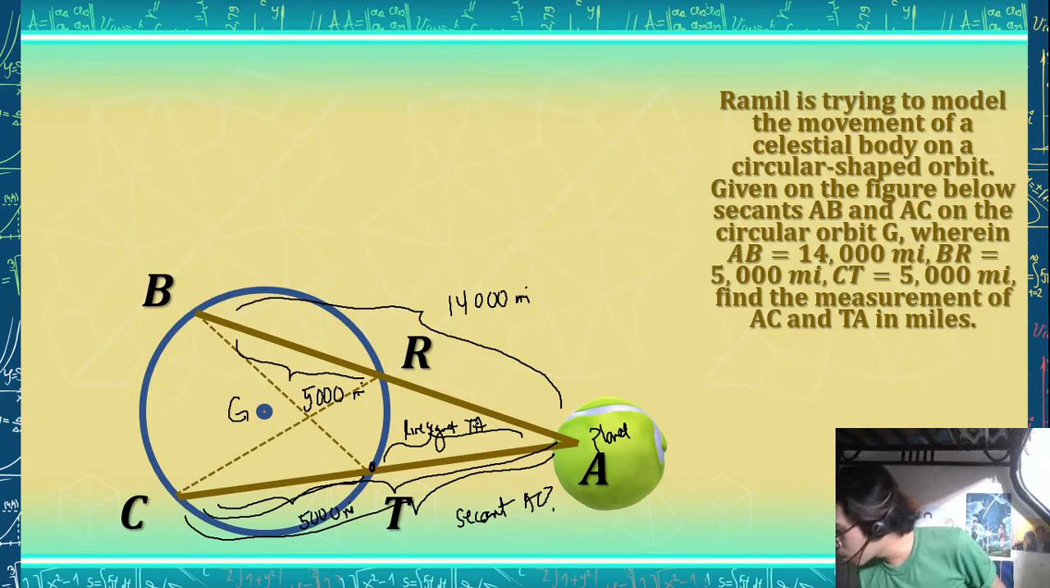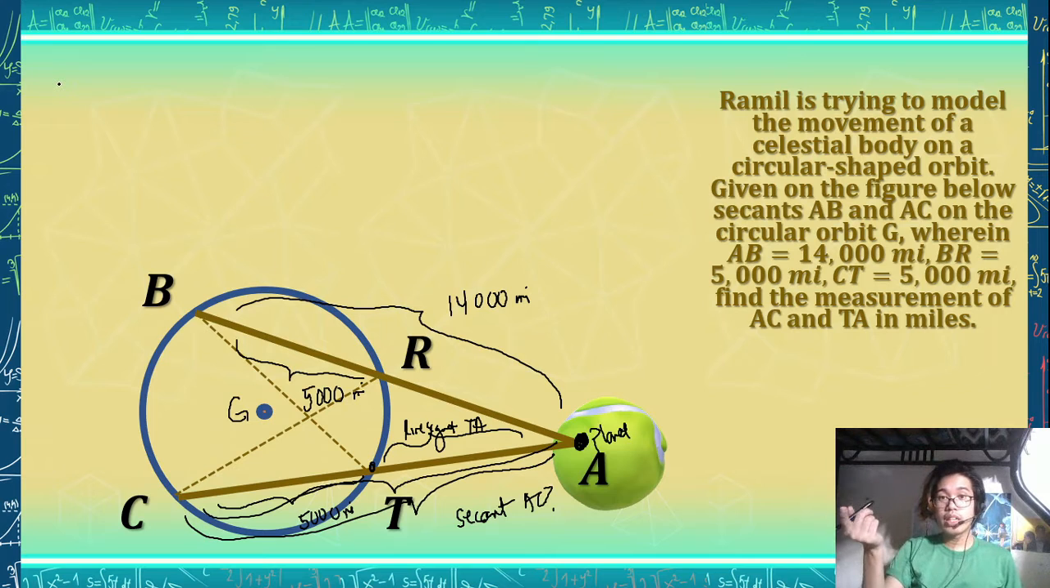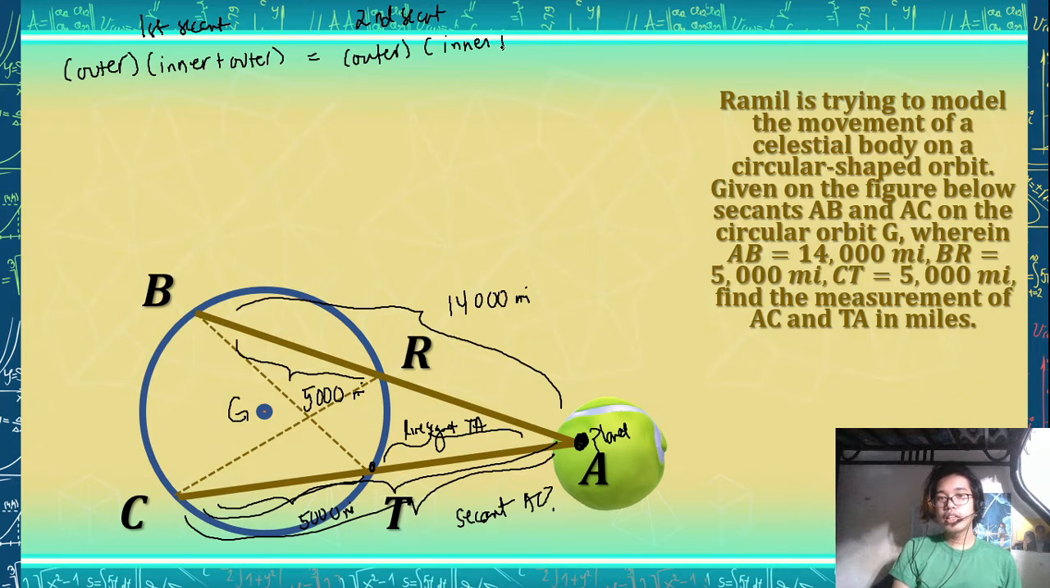For this problem, we have an external point and two secant lines on our given figure. From the secant power theorem, we can say that the outer part of the first secant multiplied by the sum of the inner and outer parts of that secant has to be equal to the outer part of the second secant multiplied by the sum of its inner and outer parts. Let's say AB is our first secant.